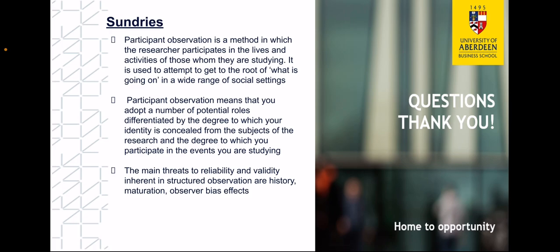So in summary, participant observation means that you are trying to join in the group being studied. You are trying to observe their behavior, and your goal is to gain a close and intimate familiarity with the given group of individuals. Participant observation means that you can adopt a number of potential roles, and this is differentiated by the degree to which your identity is concealed from the subject. The main threats, like I mentioned, of reliability and validity are inherent in history, maturation, and observer bias effects.